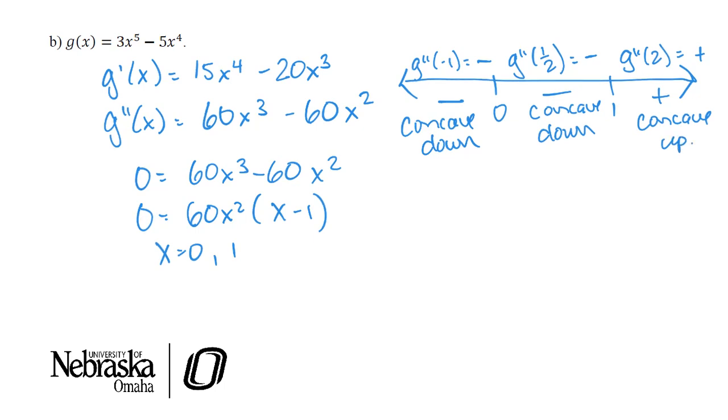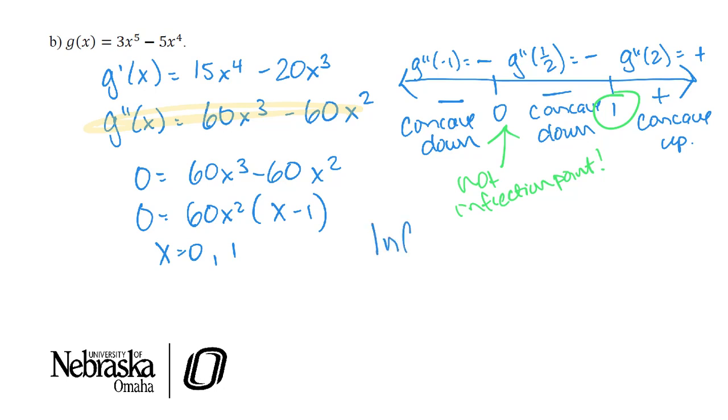Again, you can check all my work if you want to actually plug in those values. Use your calculator. Remember, we're plugging the values into our second derivative now. So now notice this 0 is not an inflection point, right? Because the concavity did not change on either side of it. So we have one inflection point at the value x equals 1.